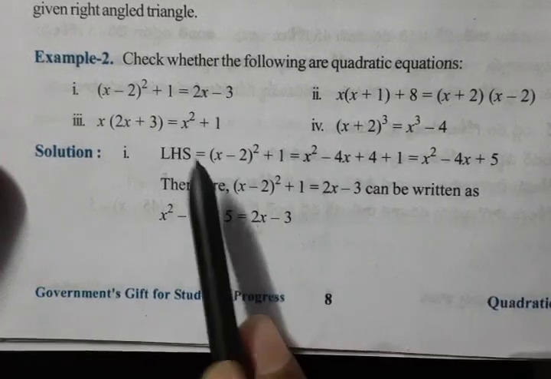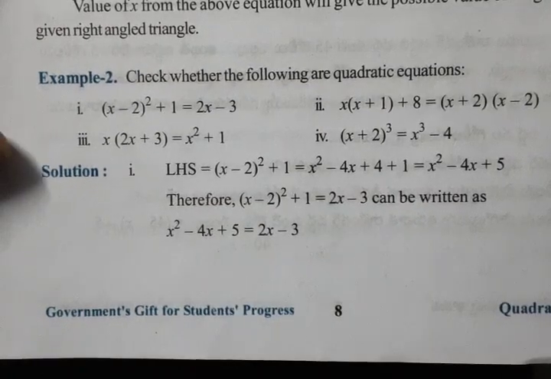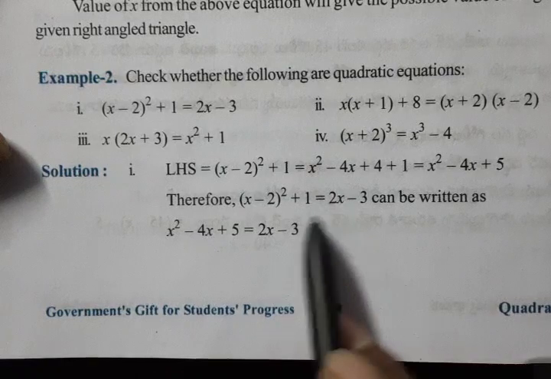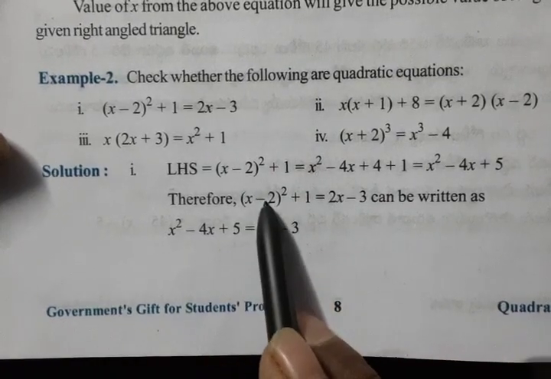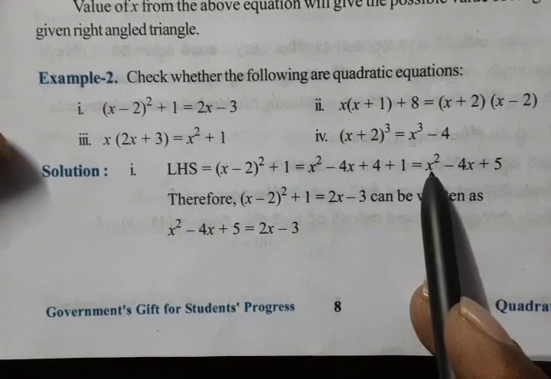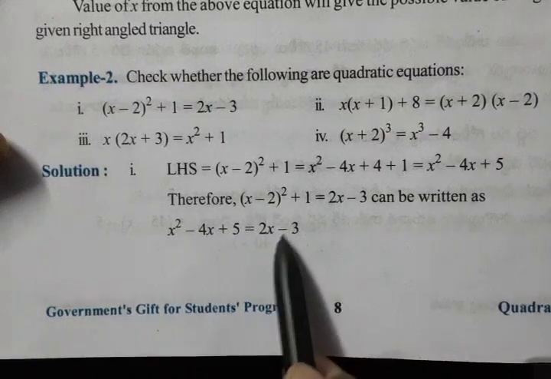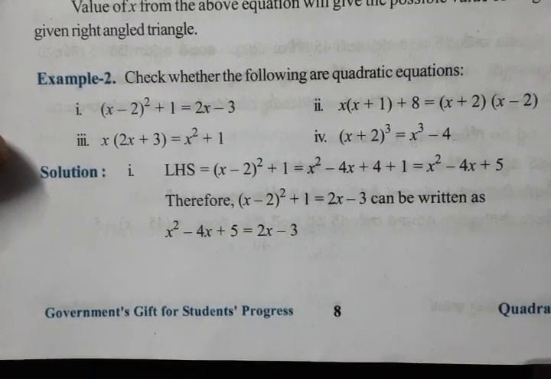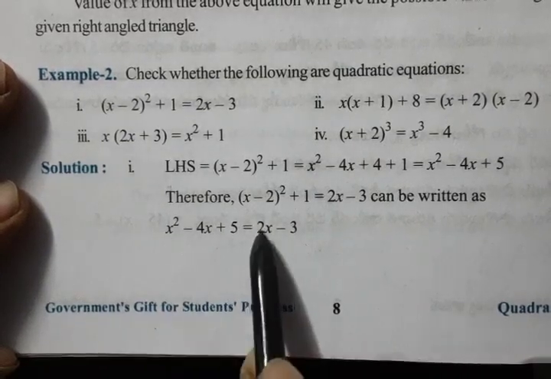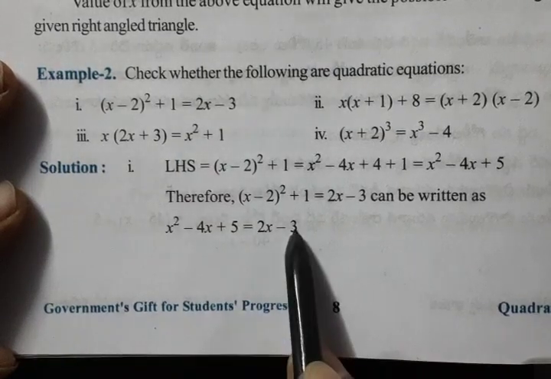Okay, now take the right hand side, equal to 2x minus 3. It can be written as x minus 2 whole square plus 1 equal to, as already we got by simplification, x square minus 4x plus 5 equal to 2x minus 3. Now take this to the left side, we will get the equation. Take 2x to the left side, minus 2x: x square, minus 4x minus 2x is minus 6x, and minus 3 becomes plus 3.